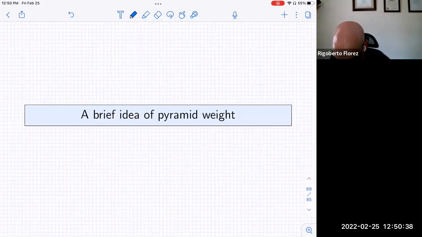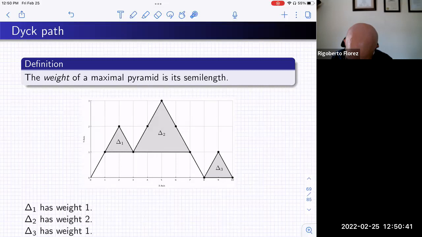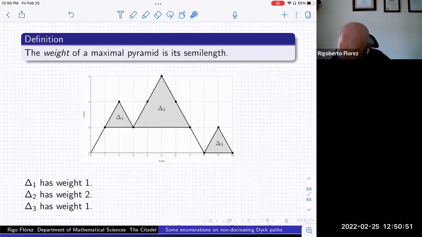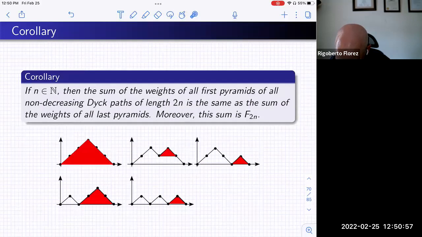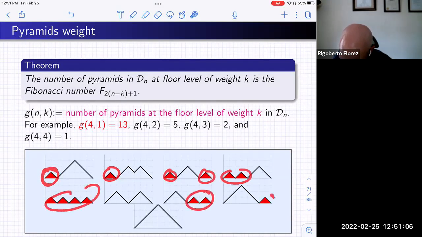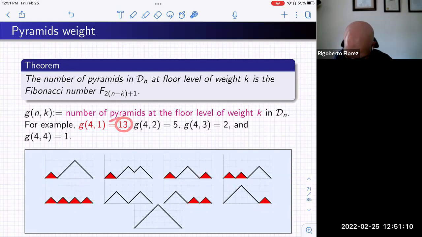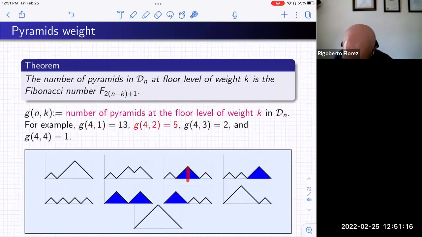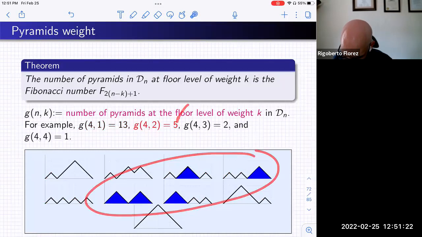Another idea is, if we have pyramids and we check the height 1, height 2, height 1, we call this the weight of the pyramid. I'm not going to go into details of this. Just go here, and we say, okay, how many pyramids are there of height 1 at the ground level? And that is counted by 13. So this is height 1, right? And how many are there of height 2? 1, 2, 2, 2, 2. We see that there are 5, another Fibonacci number.